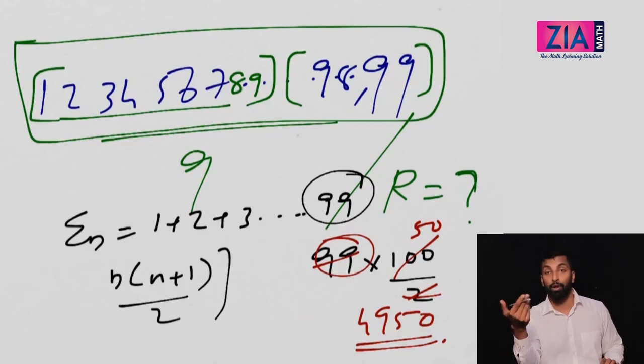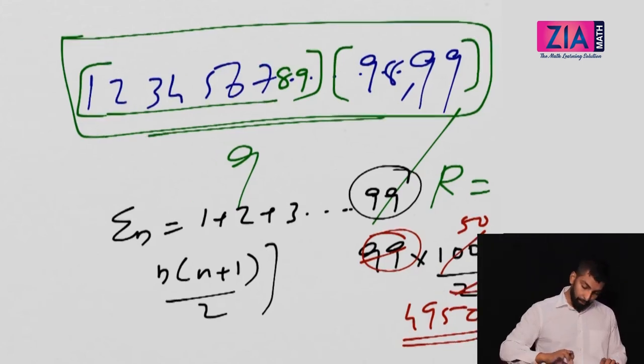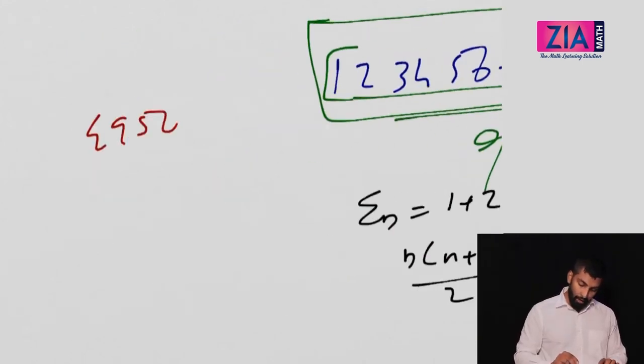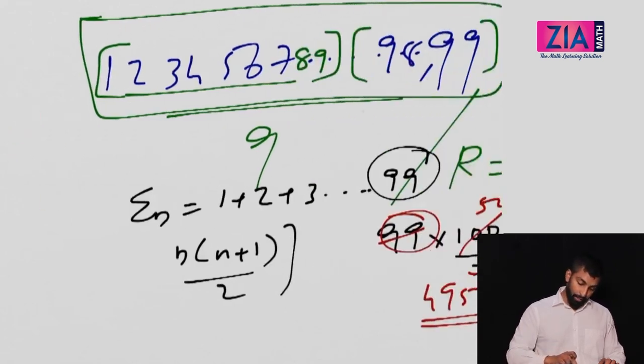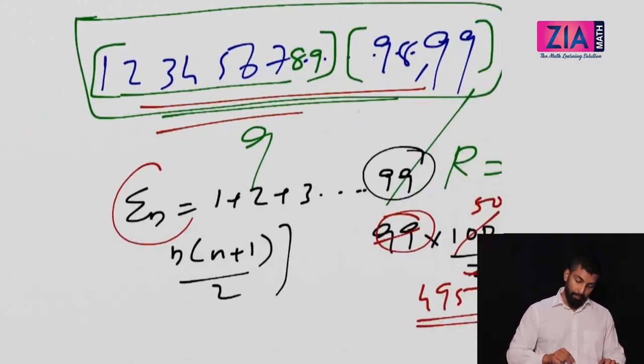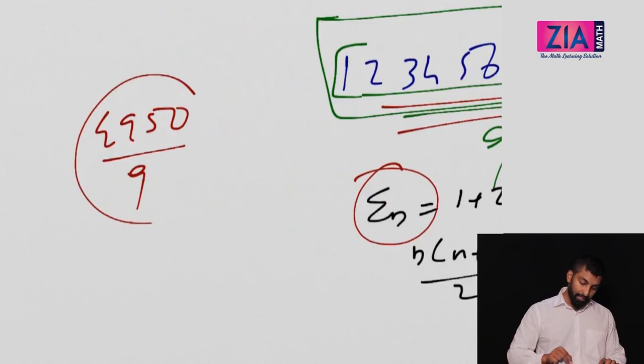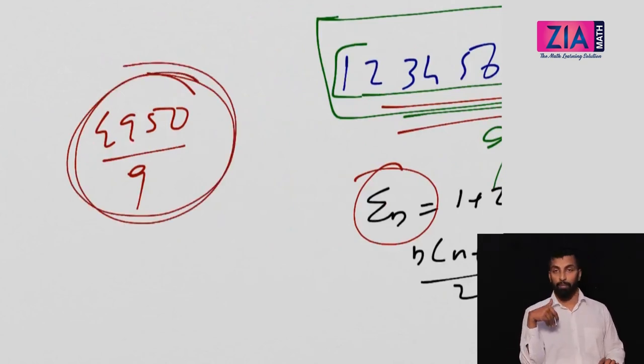Maybe you take 1 or 2 seconds more. Okay, so this is a better approach. I got the sum as 4950. Then you divide 4950 by 9. You can solve this question only if you know sigma n, and also the divisibility rule of 9. So now the question is converted to 4950 by 9.